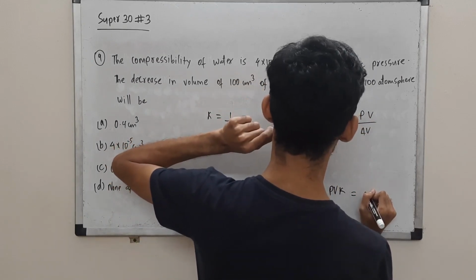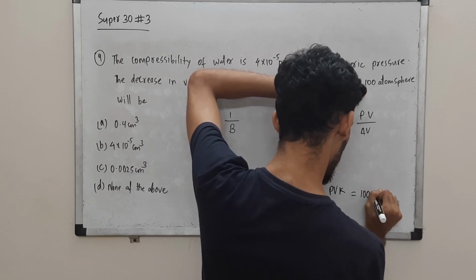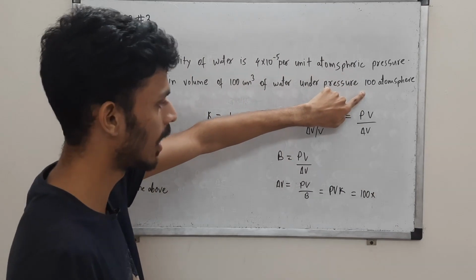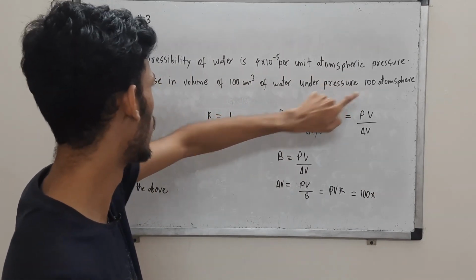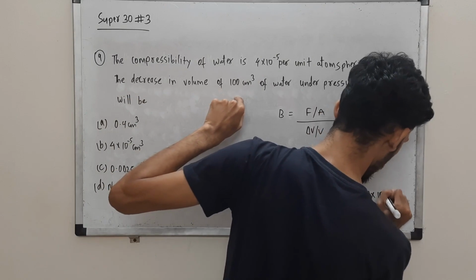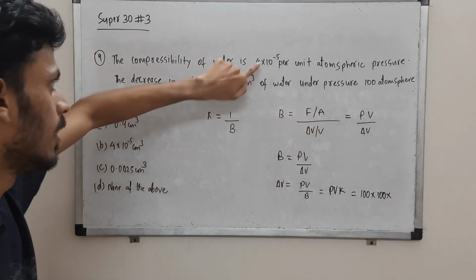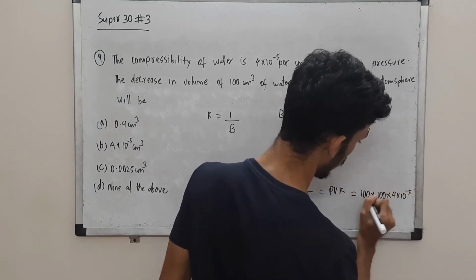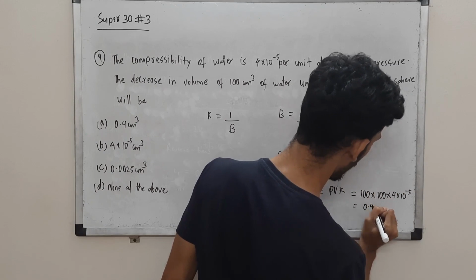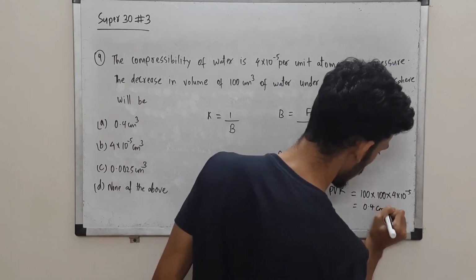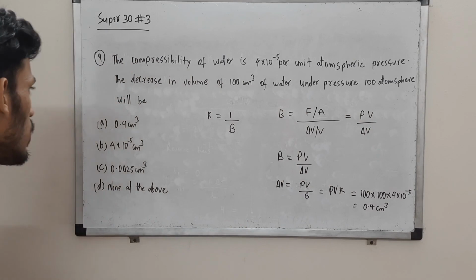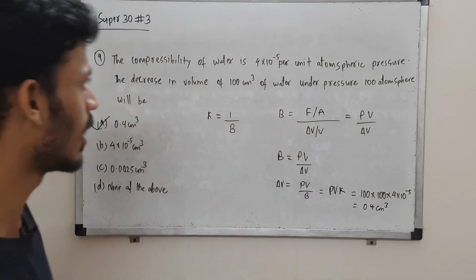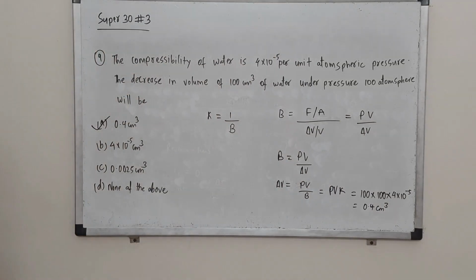P, the pressure in this case, is 100 atmospheres in CGS units, so we'll keep it in that unit only. Volume is 100 centimeter cube, and K is 4 into 10 to the power minus 5. This is 10 to the power 4, so this will be 0.4, and the unit, since this is volume, is centimeter cube. So 0.4 centimeter cube. Option A, when in doubt choose option A, that's your correct choice. Let's move to the next one.